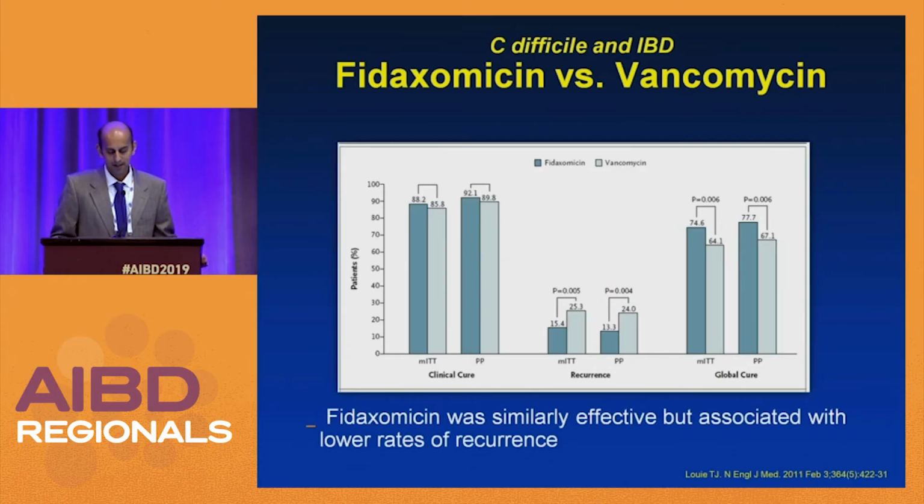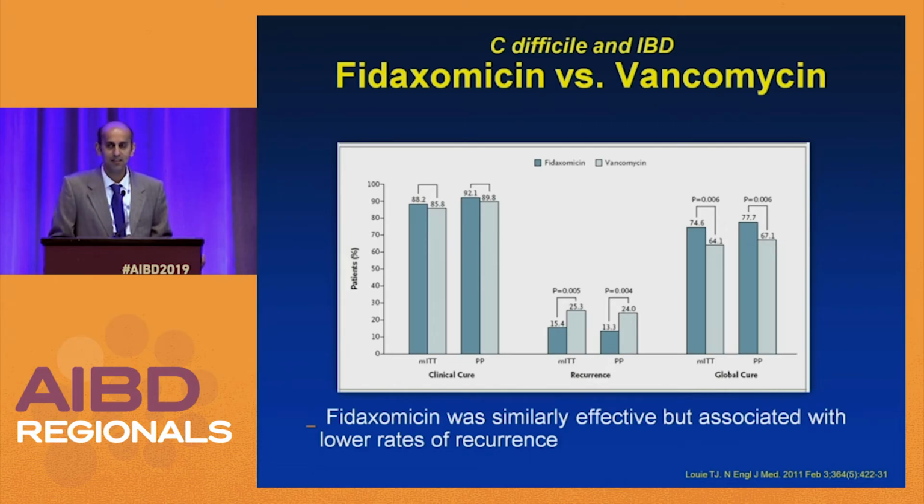Fidaxomicin was compared to vancomycin in this randomized controlled trial that was published in the New England Journal in 2011. And you see that for their primary outcomes of clinical cure, which are the bars that are closest to me here, in their modified intention to treat or per protocol analysis, there really are very, very comparable outcomes, so you can pick whichever of the two.